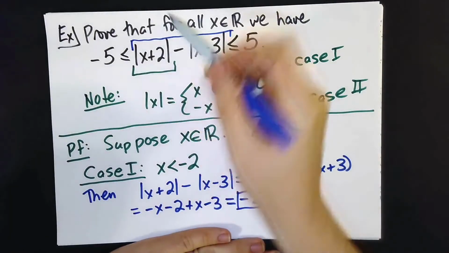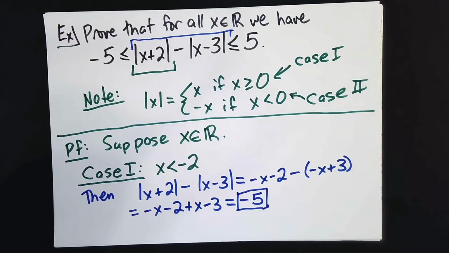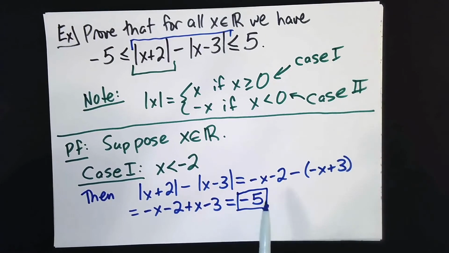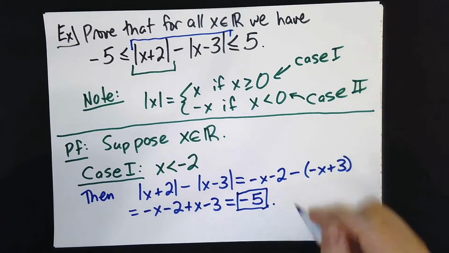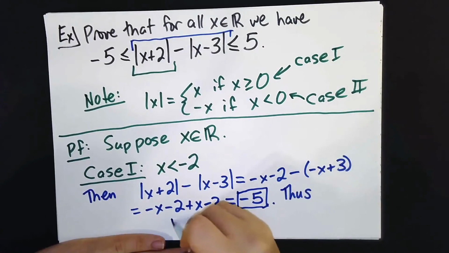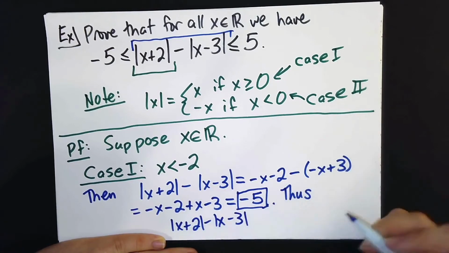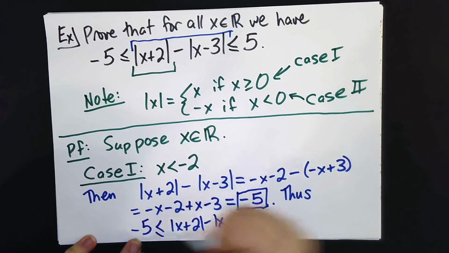So in fact, if I take any x that's less than minus 2, and I plug it into this middle piece of my inequality, I always get minus 5, no matter what x was. And one fancy important property of minus 5 is that minus 5 is always between minus 5 and 5. And so since this quantity is just a really complicated way to write minus 5, I get the conclusion that I want, which is that this absolute value business is between minus 5 and 5.